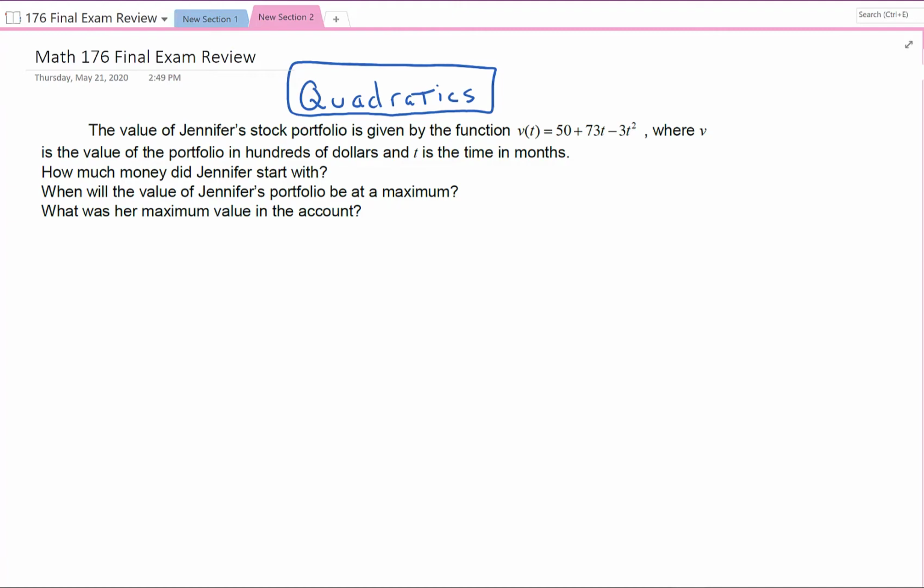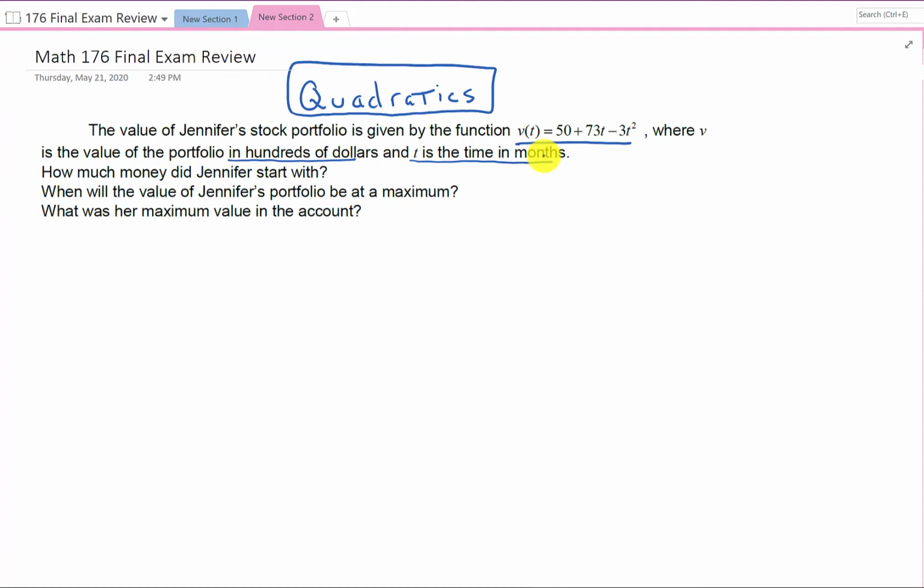So the value of Jennifer's stock market portfolio is given by this function, V of t. Whatever's happening in this stock market account, it seems to be following this mathematical model of the equation. V is the value in hundreds of dollars, and t is the time in months. How much money did Jennifer start with?